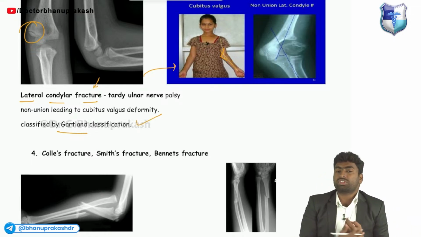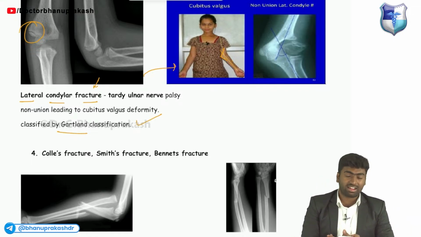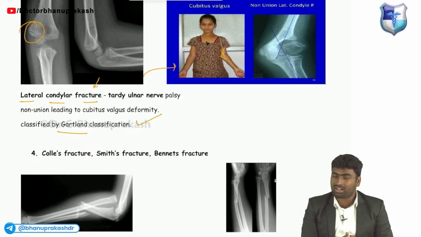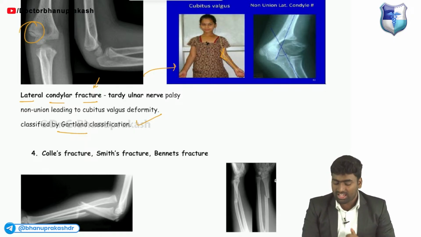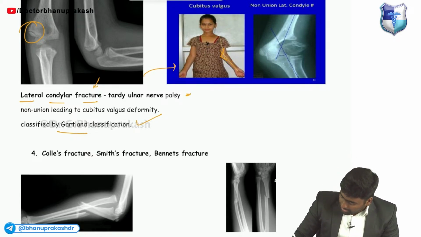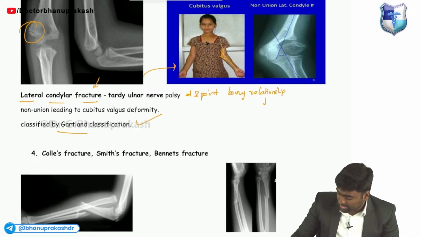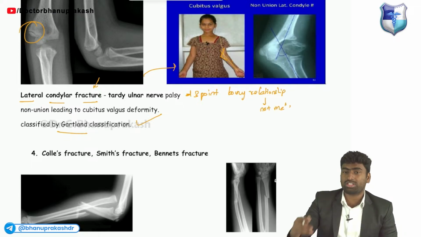They will ask you in which of the following fractures you will use this Garland classification. Remember, this Garland classification is used for lateral condyle of the humerus fracture. Fine. And here, remember, the three-point bony relationship is not maintained. Okay. As I told you, three-point.